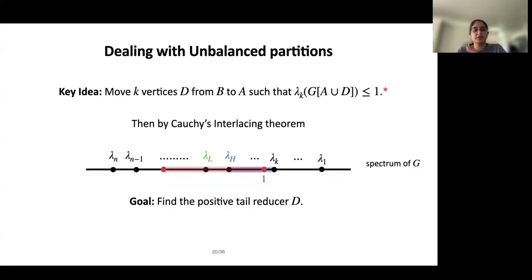So now the goal sort of becomes for us to find a positive tail reducer, that is this vertex set D, which I'm going to call the positive tail reducer, which we want to move from the set B to A. And observe that because my graph is not bipartite, the spectrum is not symmetric. So we need to play a similar sort of game on also finding a negative tail reducer. But the idea is similar, so the proof structure will also follow the same. Just to give you an idea of the proof, we are going to stick to finding the positive tail reducer D.